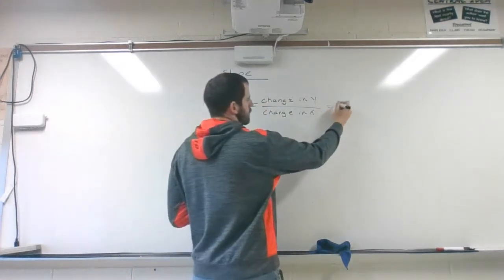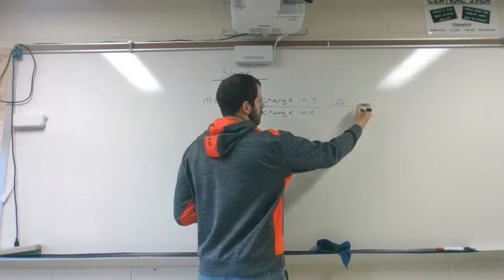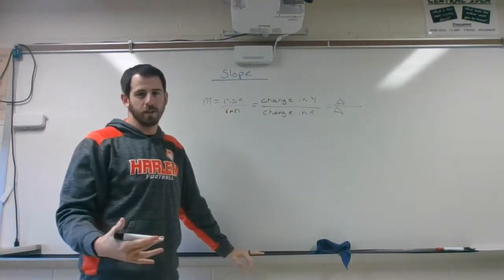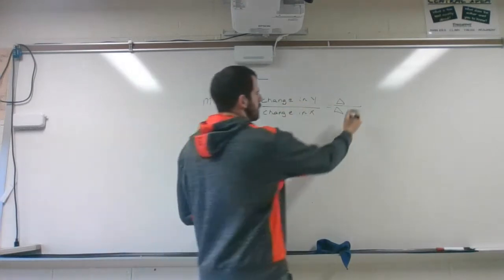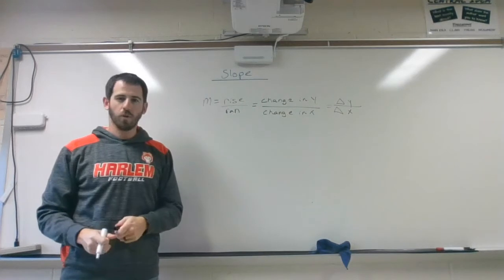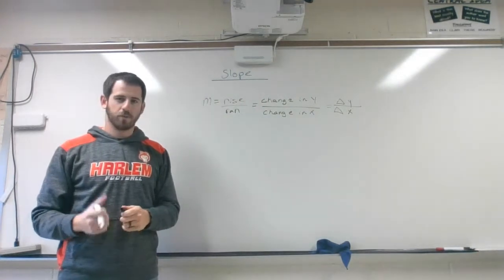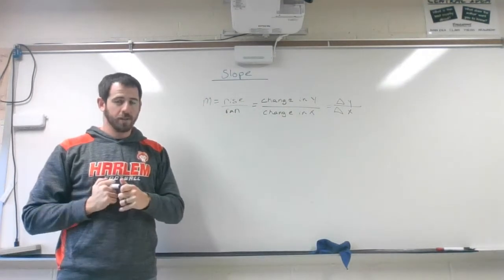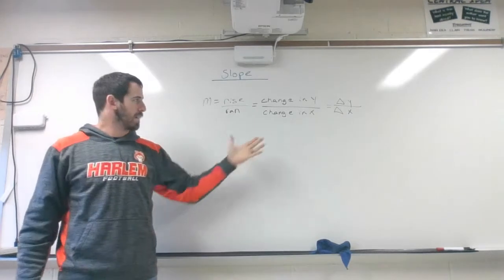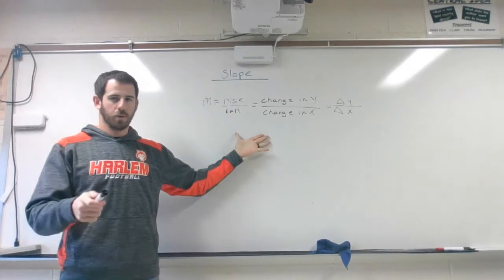Another way you're going to see this is with a little triangle. That triangle just means change in. Sometimes it's called delta. It just means change in the y, change in the x. One way you're going to see this is with a formula, which we're not going to do yet. We're just going to solely focus on from the graph, which we're going to do here in a second. So pause if you need to. Otherwise, we're going back to the graph.